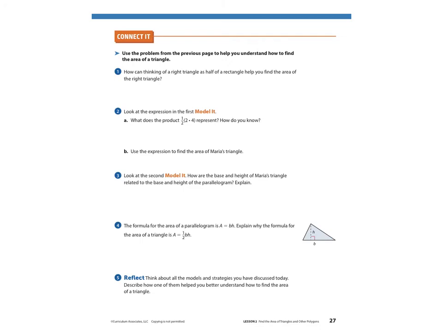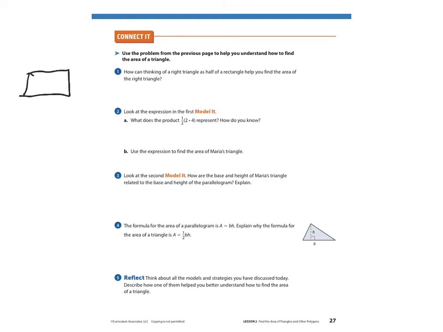Okay, these are the real questions. This is where the lesson kind of comes together for you to understand all of these pieces as one. So use the problem from the previous page to help you understand how to find the area of a triangle. How can you think of a right triangle as half of a rectangle? How can that help you find the area of the right triangle? So how can thinking of a right triangle as half of a rectangle help you find the area of the right triangle? So I'm going to draw a rectangle.